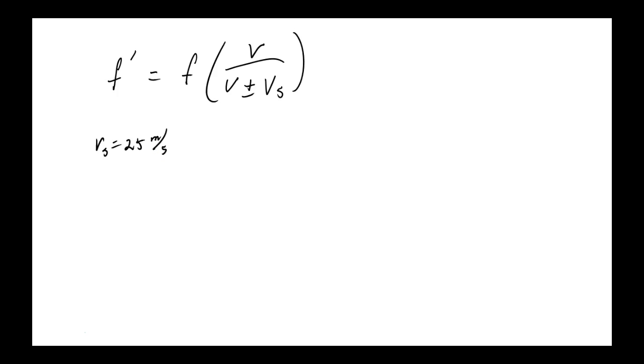The actual horn frequency is 400 hertz. So which one of those symbols represents the 400 hertz? The actual horn frequency. That is your f. Okay. Assume that the speed of sound is 345 meters per second. What would that be?